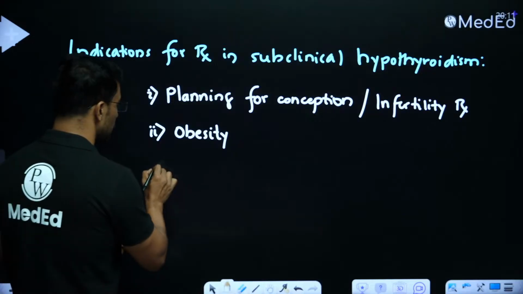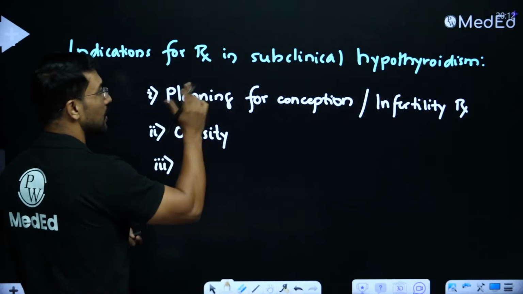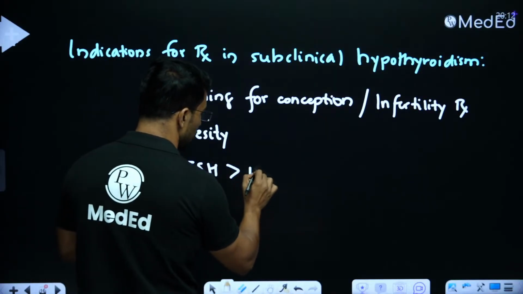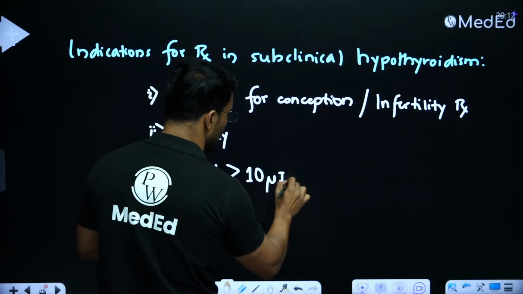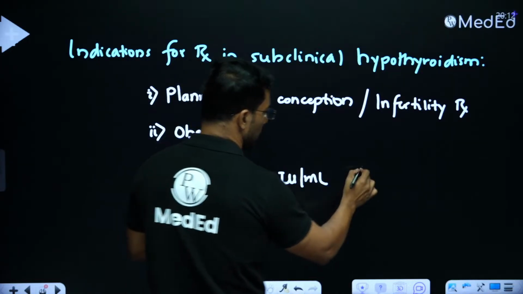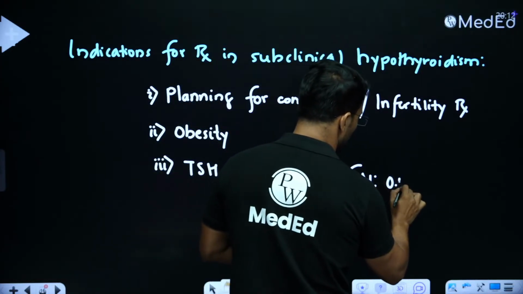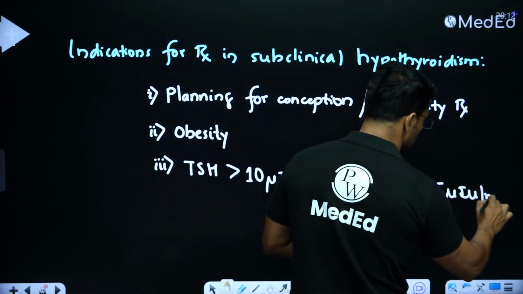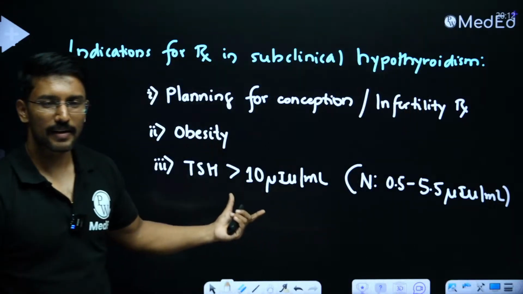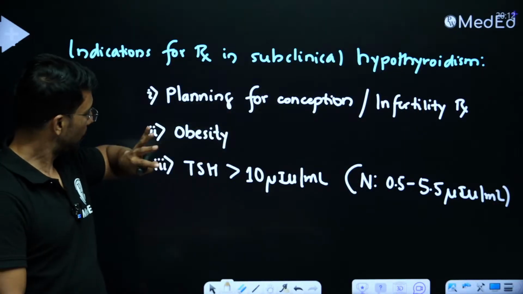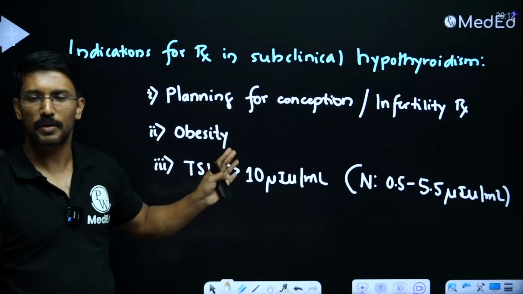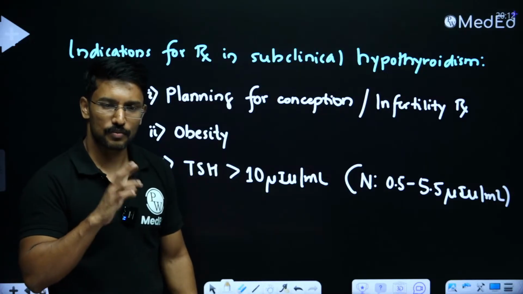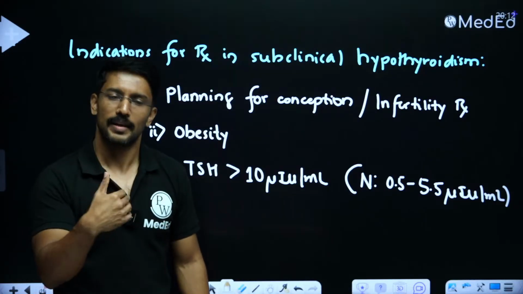Okay. Then the third condition where replacement is indicated even in subclinical hypothyroidism is where the TSH value is more than 10 micro international units per ml. What is the normal range? It varies from lab to lab. The rough range is 0.5 to 5.5 micro international units per ml. So if it is more than 10, even if they are not planning for conception, obesity is not an issue, and there are no other symptoms of hypothyroidism, we will still start. Why? Because when TSH is more than 10, eventually, within a few months, they will end up with symptoms.